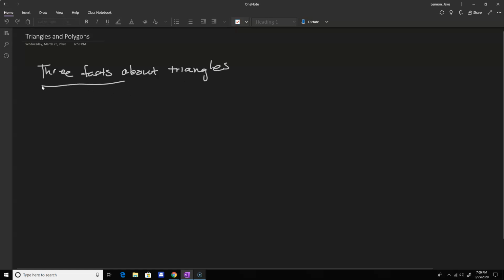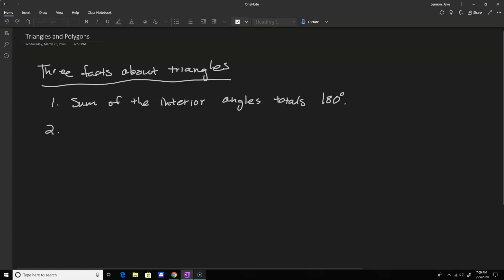I believe we already talked about one in the angle measurement section, so we won't repeat that, but the sum of the interior angles totals 180 degrees. Another one that we're focusing on in this section is the area formula. The area is 1/2 times base times height. And the third one is the famous Pythagorean theorem, although this only applies to right triangles, meaning triangles that have a 90-degree angle.